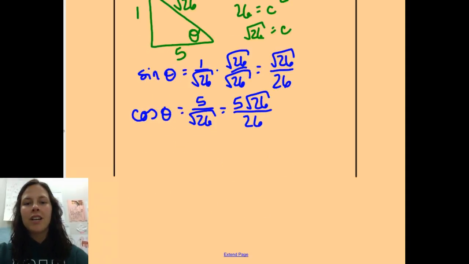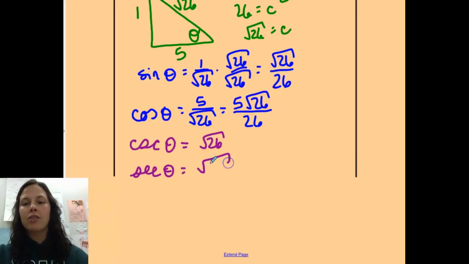We know tangent, so we'll start with cosecant, which is the reciprocal of sine. I'm going to take the reciprocal of 1 over root 26, because when I flip that, it's rationalized: square root of 26 over 1. And finally secant, which is the reciprocal of cosine. Again, I will take that unrationalized form and flip it so that my secant is automatically rationalized as well.